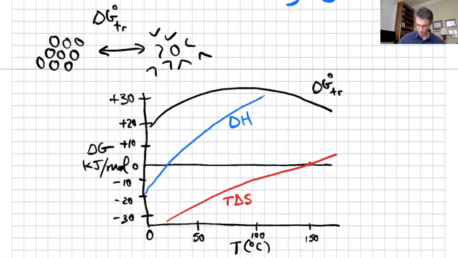Right? I think my scale is off a little bit here. Okay, that's close.